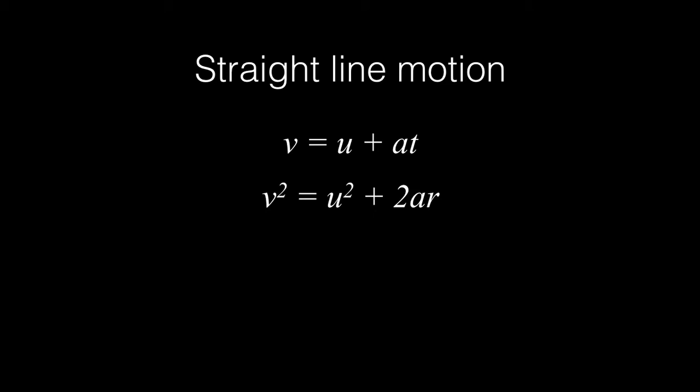This one we haven't seen before, which is V squared equals U squared plus 2AR. Remembering that V is final velocity, U is initial velocity, A is acceleration, and R is displacement. We then have R equals UT plus half AT squared, R still being displacement.